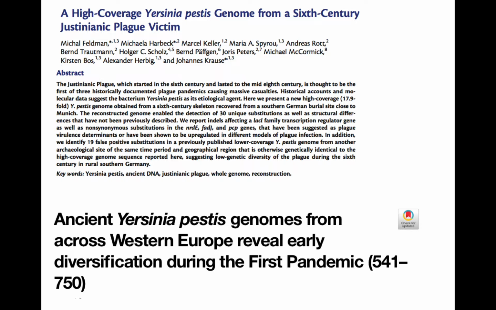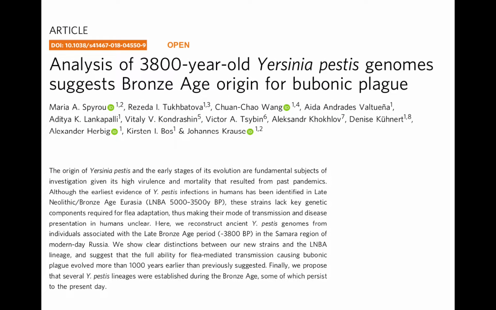They looked at unique substitutions. They found some false positives in the previous genome, and they corrected themselves. And then go forward a bit further, and now we've got multiple Yersinia pestis genomes from across Western Europe, showing slight variations between them, showing that there was slight diversification during that first pandemic. So it's just remarkable how we're moving forward with this.